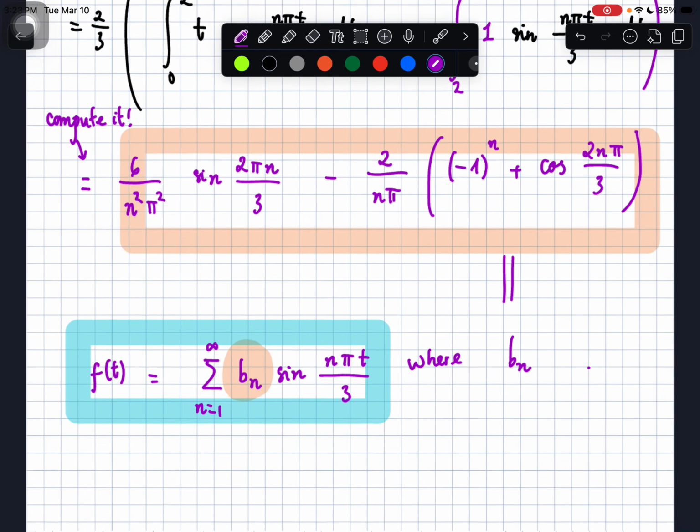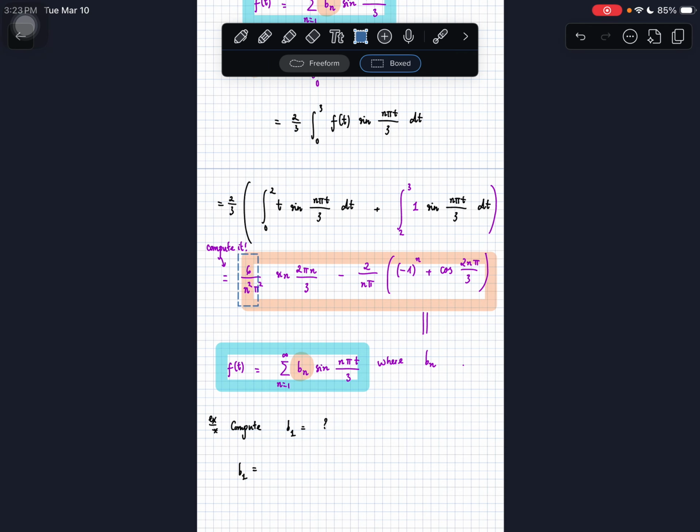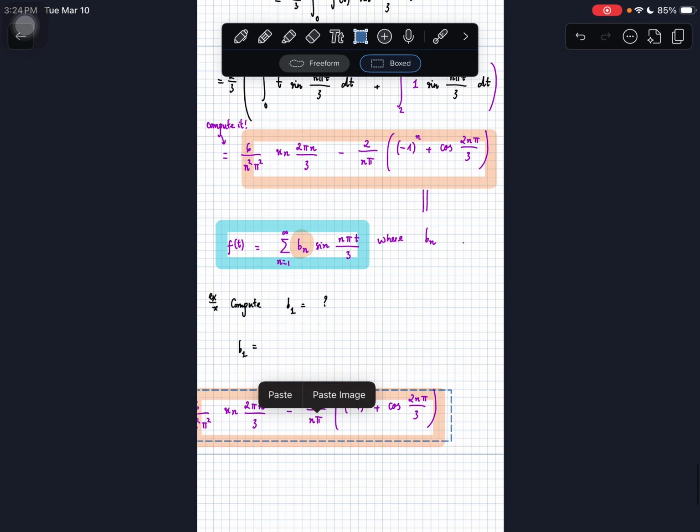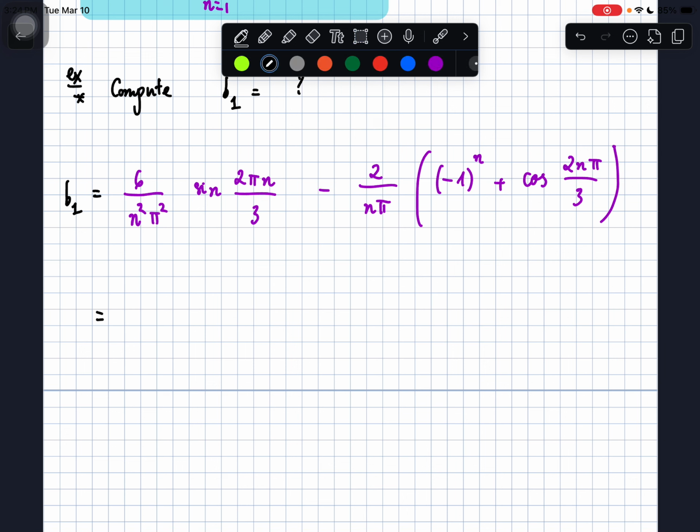So now let me do one example. If they ask us to compute b1, for example, what is b1? You just plug in n equal to 1. b1 is 6 over 1 square pi square, sine 2 pi over 3, minus 2 over 1 pi, times minus 1 to the 1, cosine 2 pi over 3.